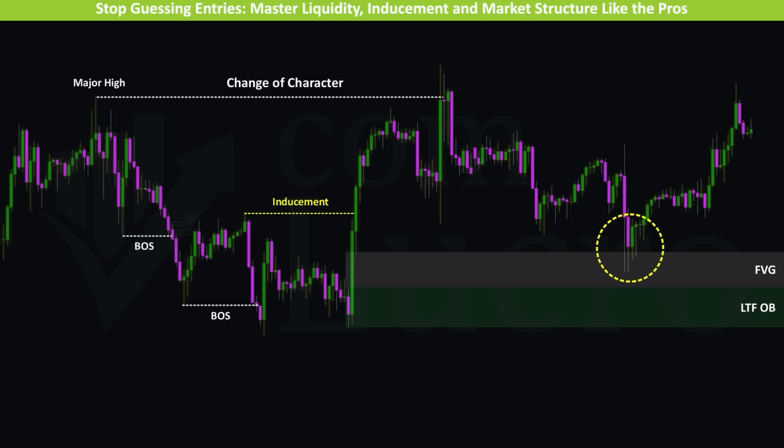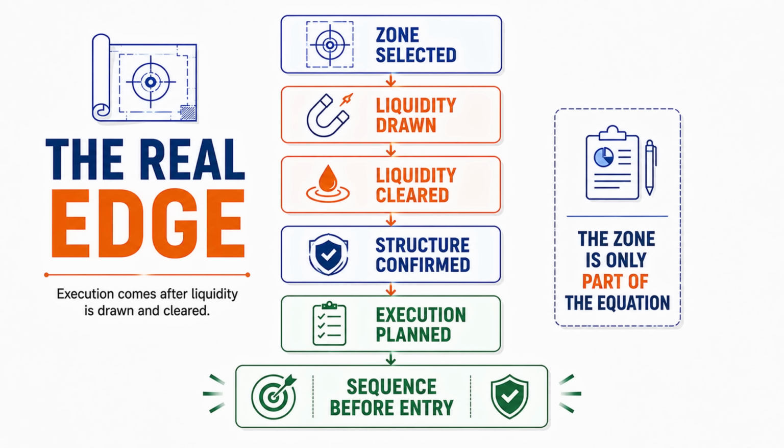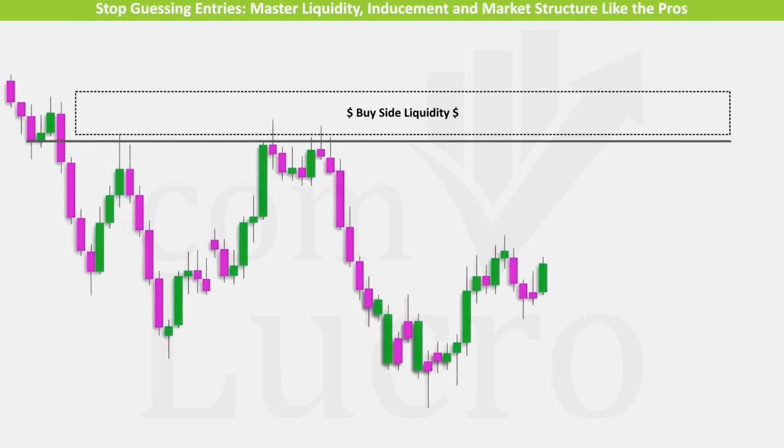With that in mind, we can now combine the concepts and evaluate what price is most likely to respect when approaching order blocks or fair value gaps under different contexts. But selecting the right zone is only part of the equation. The real edge comes from understanding how liquidity is drawn, how it is cleared, and how execution should be structured around that sequence. But what exactly is a draw on liquidity?